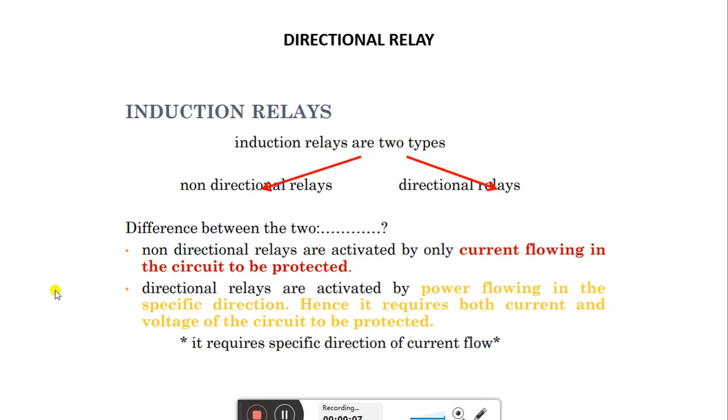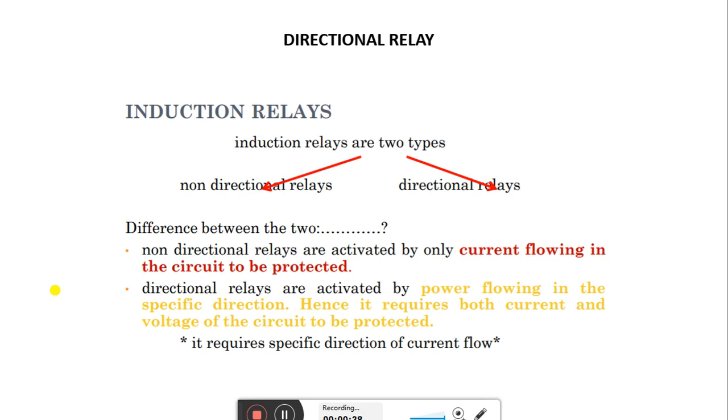Dear students, in this lecture we will discuss the directional relay. As we know, induction relays are classified into two types: the non-directional relay and the directional relay. What is the difference between both? Why do we call one directional and the other non-directional?